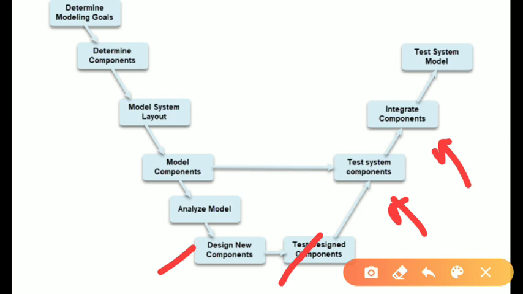Then last but not the least, you have to test the system model. After the integration you have to test the complete system model. So these are the basic steps of system modeling.